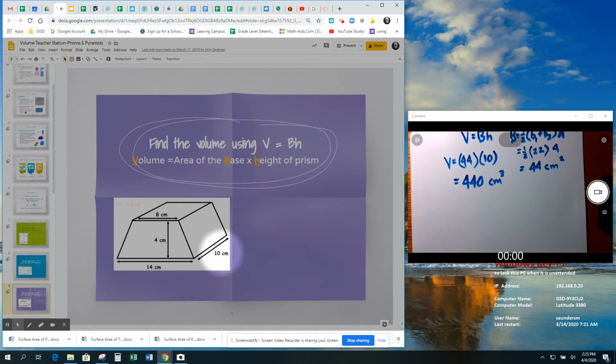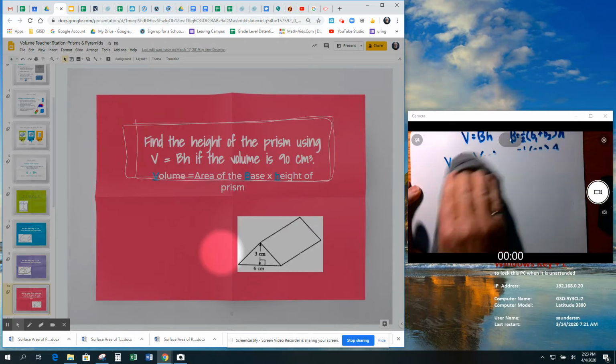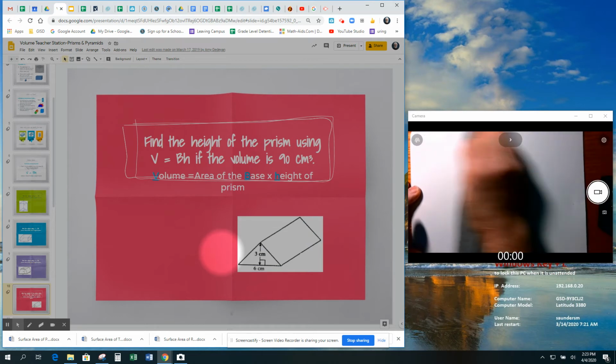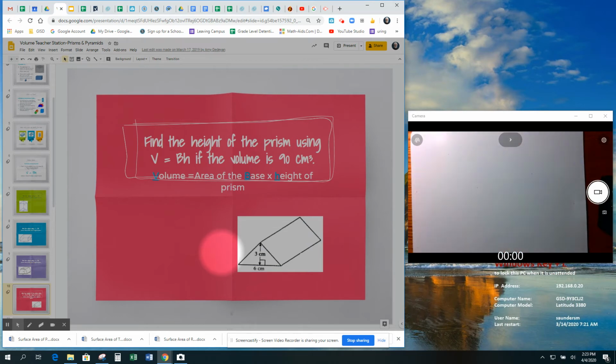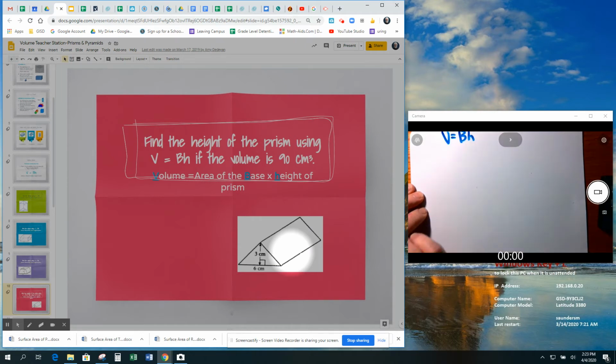But let's go on. We're not always just going to ask you for volume. We're going to be tricky. We're going to challenge you to find other values given the volume or given one of the components. So remember that V always equals BH, big B, H. And so what kind of prism do we have here? The base is a triangle. So it's a triangular prism.